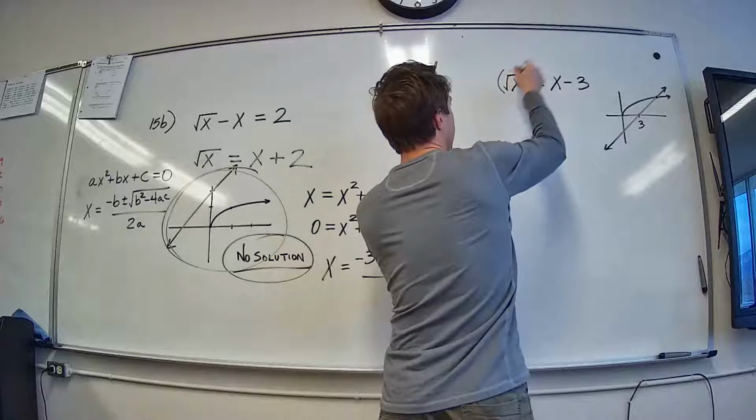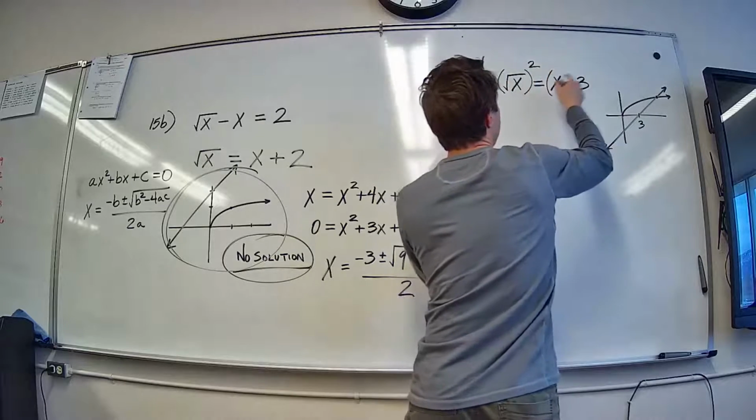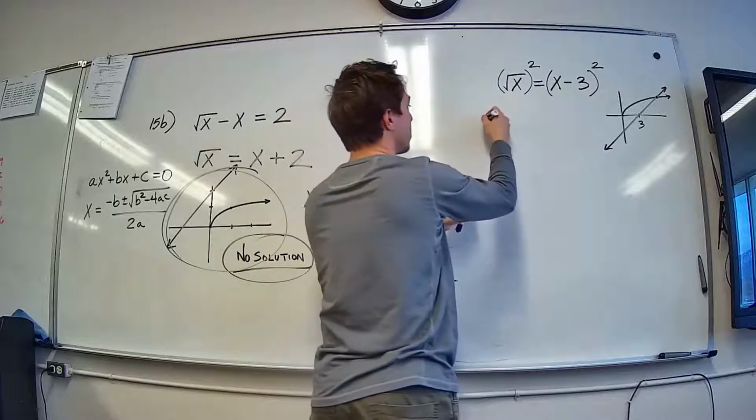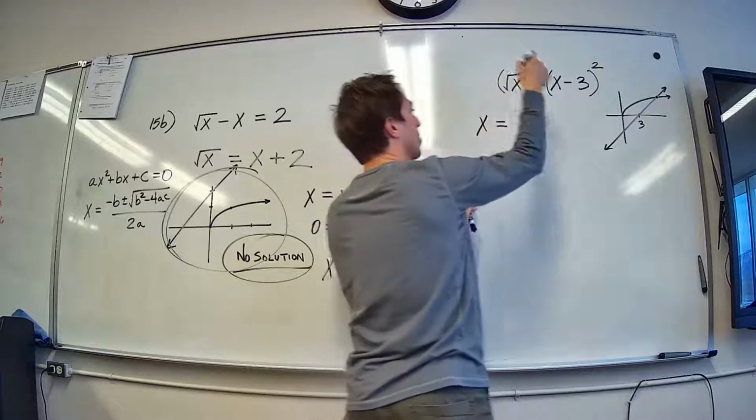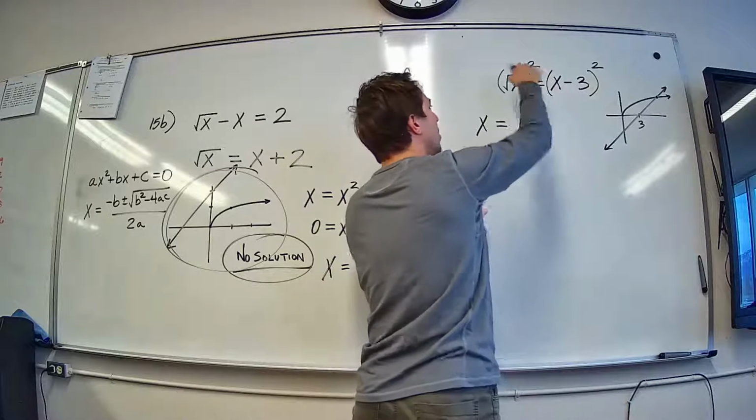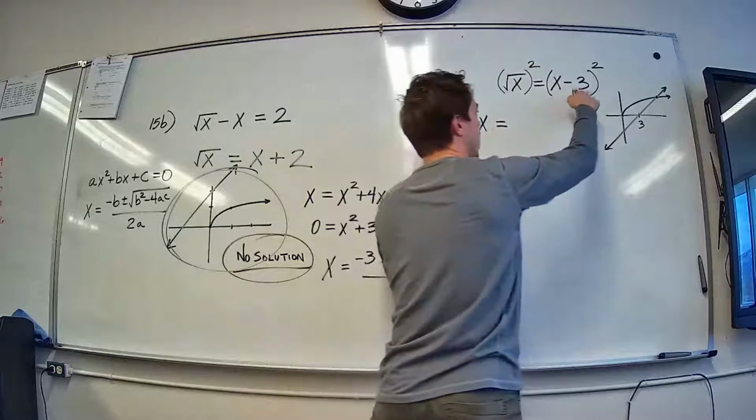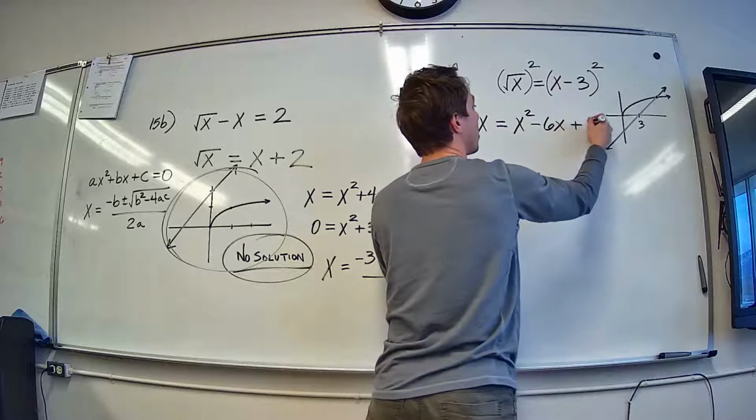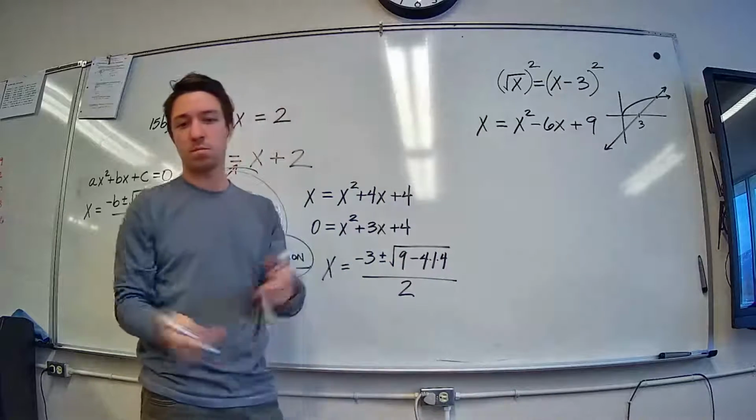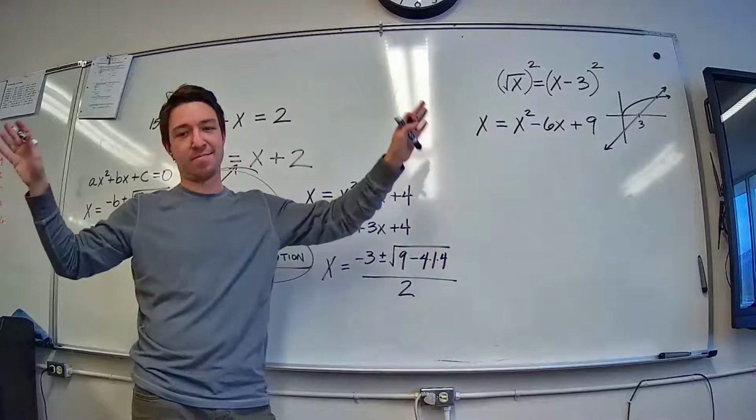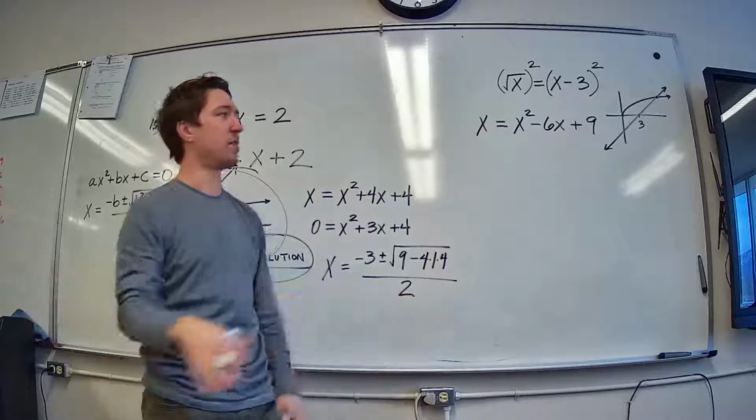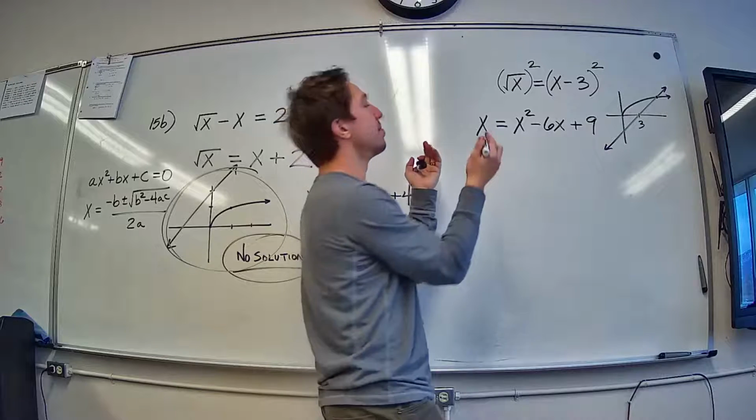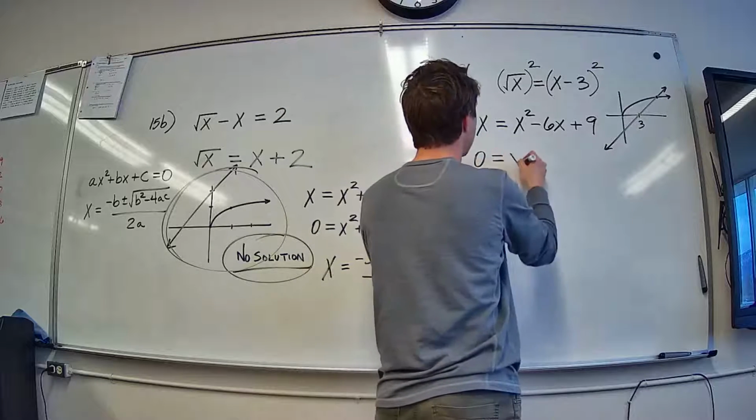Okay, square both sides. Square root of x squared is x. x minus 3 squared is x squared minus 6x plus 9. We're all fine with that, right? Good. Okay. Now what? Subtract x from both sides. Very good.